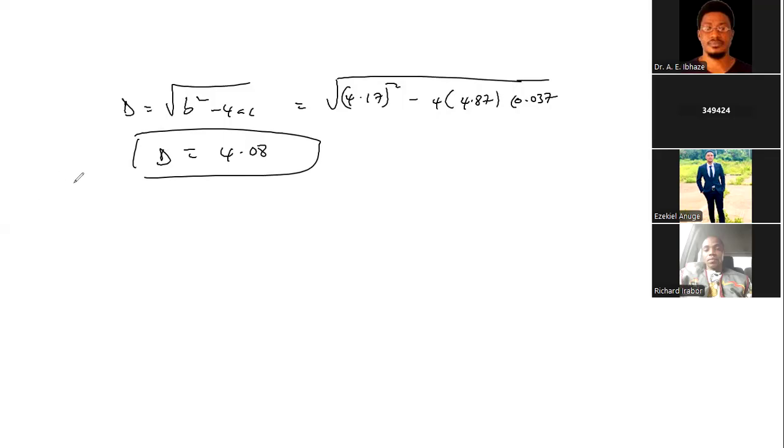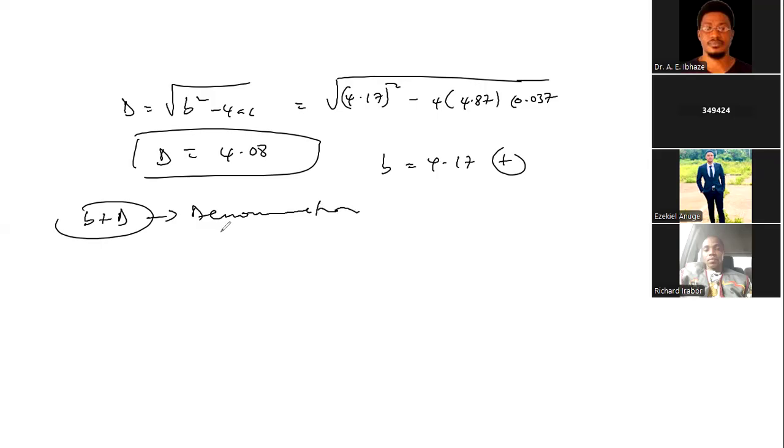But now, once again, B is 4.17, which is positive. So it means that we have to choose B plus D as the denominator, right? So what about if it is negative? Now, if it is negative, then we want to choose negative B, negative D, right? So that negative B plus D, then we are going to have a negative sign, right? Square root of B plus D, right? Isn't it? Yeah, I get it.